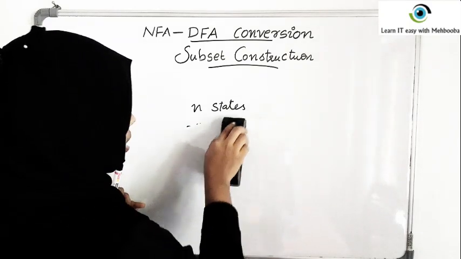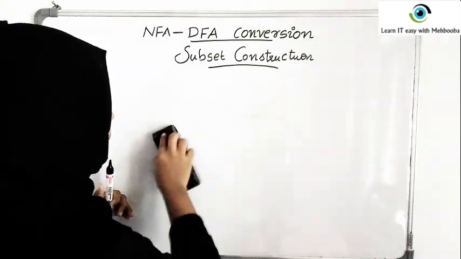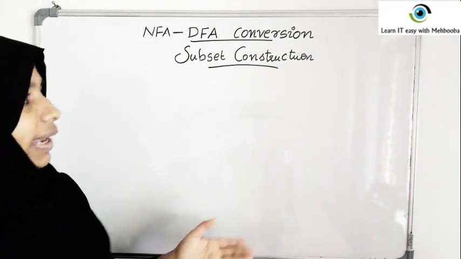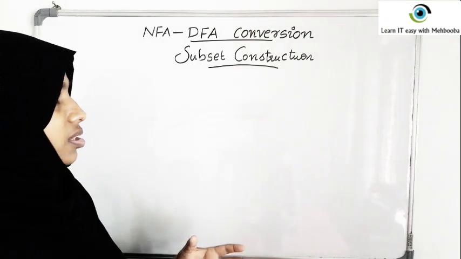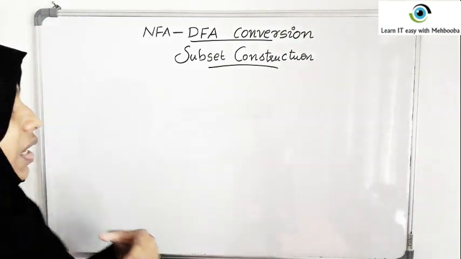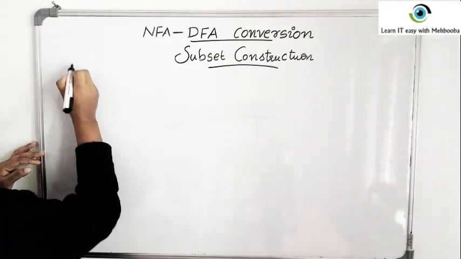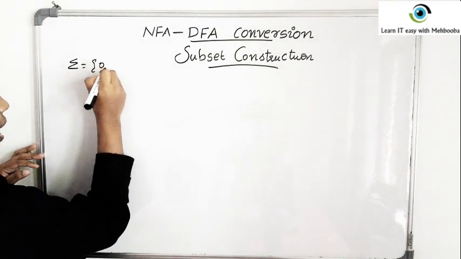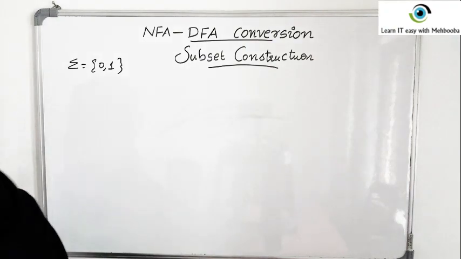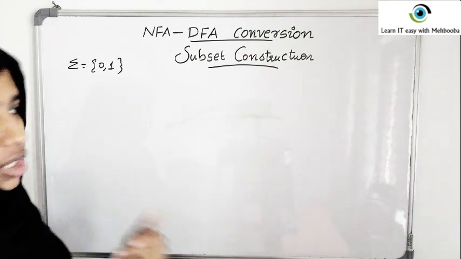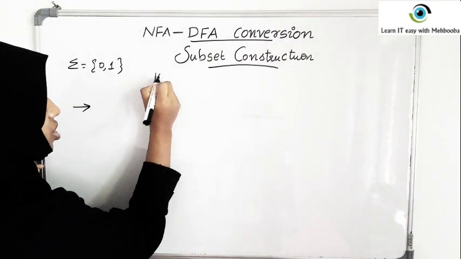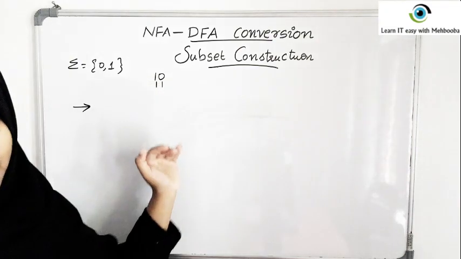I am taking a very simple NFA for the sake of convenience. The NFA that I am drawing accepts strings containing a 1 in the second last position over the alphabet 0, 1. That is, I want the NFA to accept all the binary strings containing a 1 in the second last position. Definitely the minimal strings containing a 1 in the second last position are 1 0 or 1 1, isn't it?